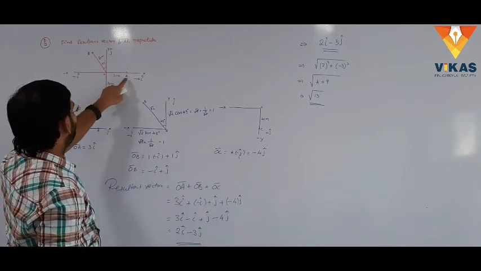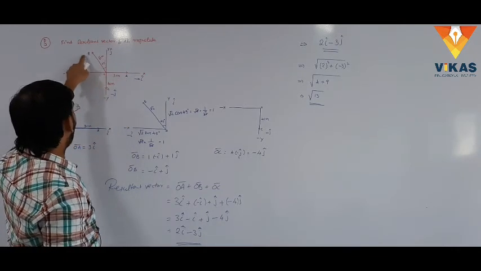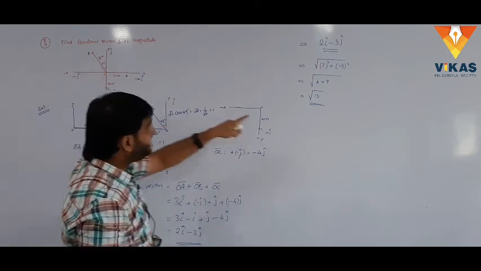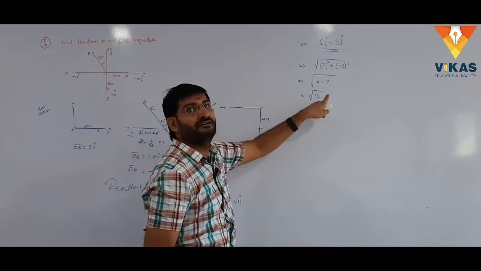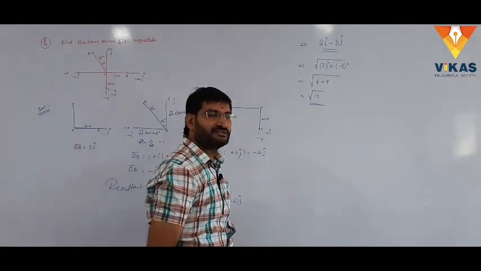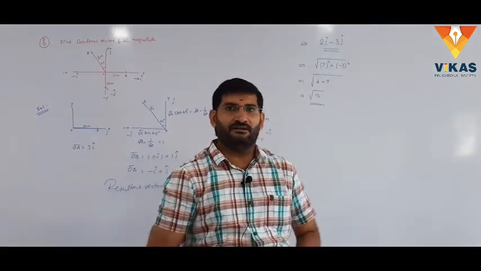For the individual vectors, the OA magnitude is 3, the OB magnitude is root 2 and the OC magnitude is 4. But for the resultant of all these three vectors, the magnitude is root 13. This is the concept in the directional cosines. It's very, very important.